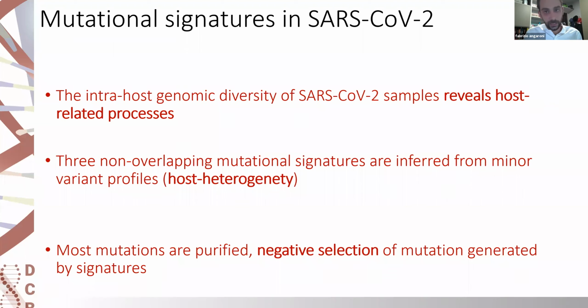Summarizing the results on SARS-CoV-2, we looked at a high resolution picture of SARS-CoV-2, and we found 3 different host-related processes. We also found that it's possible to cluster and divide the patients with respect to the activity of these processes, and the patients have a high heterogeneity. So there are different responses in different patients. Finally, we also observe that most of these mutations are purified. So there seems to be a negative selection, again, against mutational processes driven by signature.